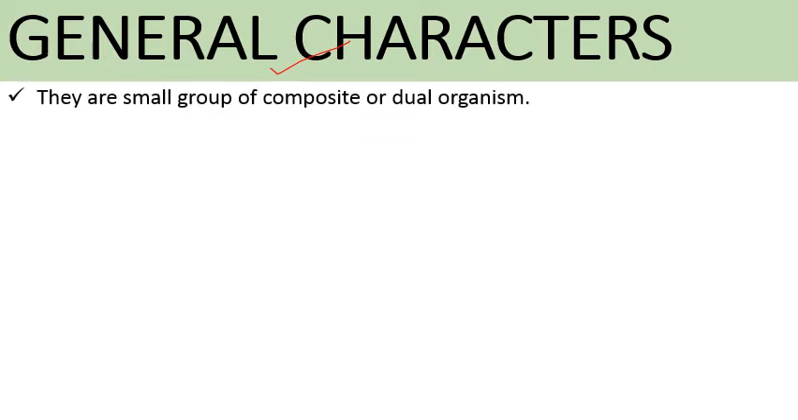First, we will discuss the general characters, the general introduction. So they are a small group of composite or dual organisms. Dual organism means that these lichens are made up of two groups of organisms. One group is the algal group and the other group is the fungal group.